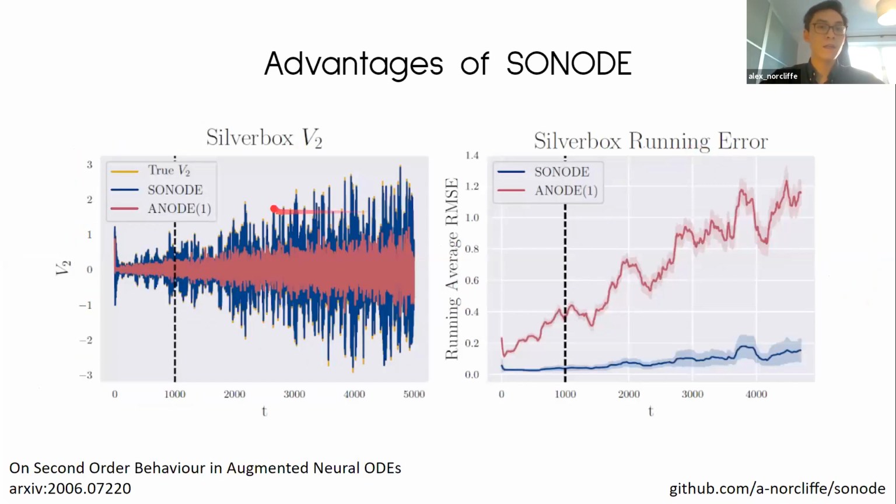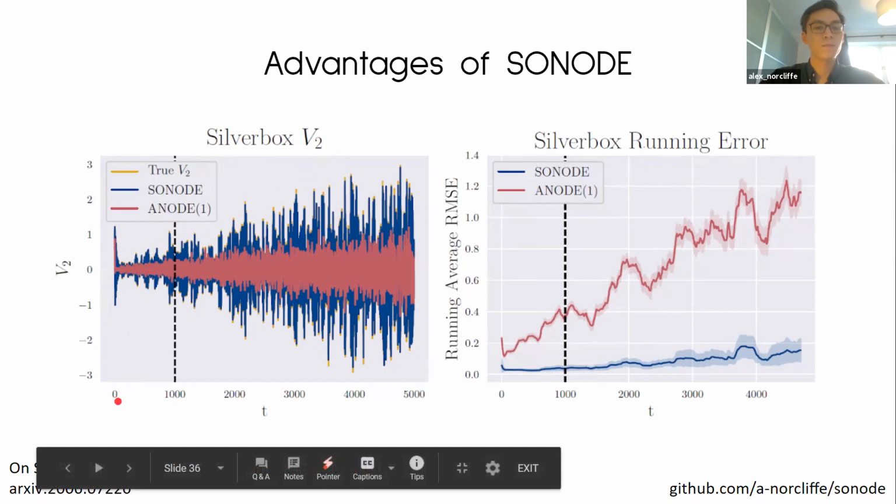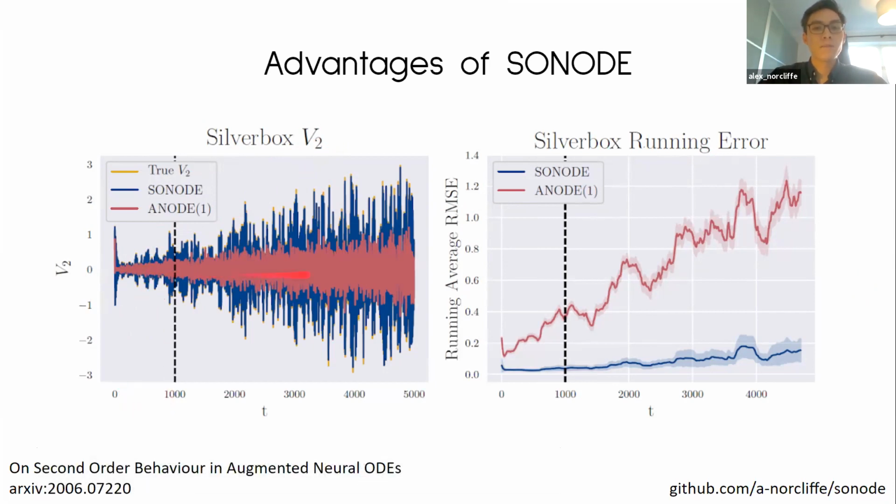But we see that SONODEs can actually learn this quite well. When we look at the silver box data set, it took two voltages. Voltage 1 was essentially the driving term, and voltage 2 was what we are measuring, so we're looking at voltage 2 here. We trained these models from timestamp 0 to timestamp 1000, and then extrapolated.